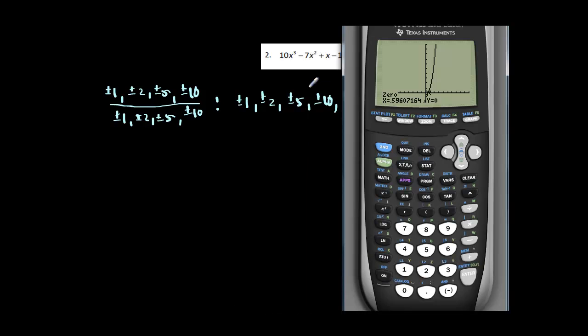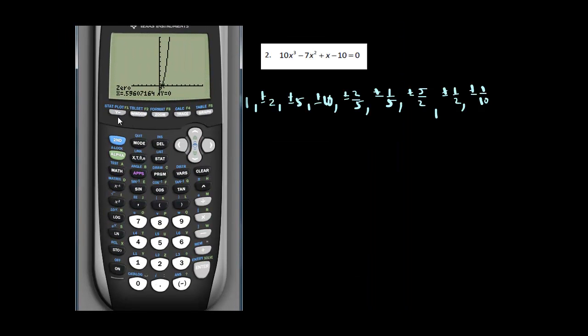Now let's take a look at the graph and see if any of those are in fact roots of the function. So 10x cubed minus 7x squared plus x minus 10. So it looks like right over here is our only 0. That's real. So let's do a second trace just to see where that is. So left bound, right bound, and then enter. 1.255. That would be none of these. So it has no rational roots.